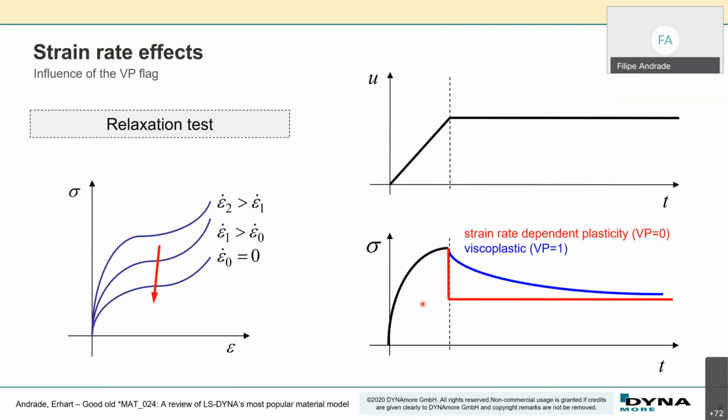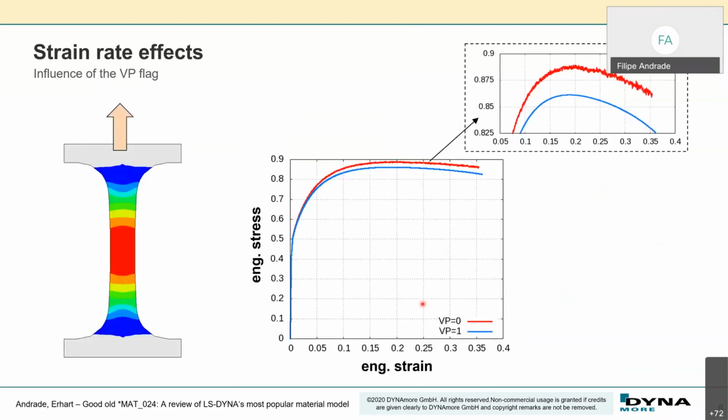Well, with the strain rate dependence, here I have a practical example. What happens when you use VP0, VP1? I have just a tensile test. I just pulled it vertically, and I made the simulation with VP0 and VP1. And what you see first, the solution with VP0 is slightly over the solution with VP1.